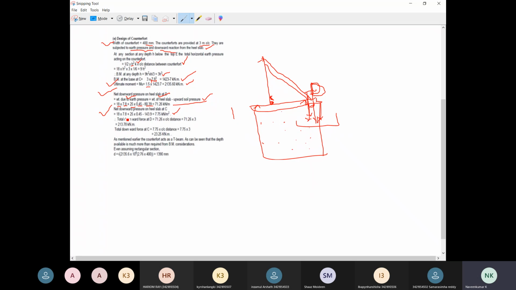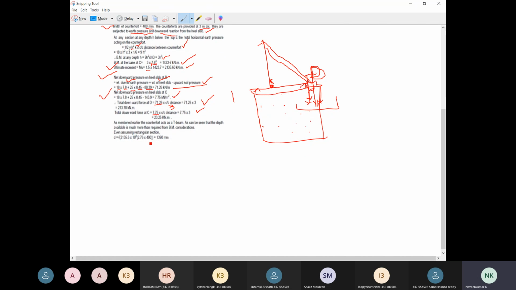So this is the net downward earth pressure. We have to calculate the total downward earth pressure. How will you calculate the total? You have to multiply the actual value which you have got, 71.26, and in the second case you got 7.75, multiply by the center to center distance, that is 3 meters. This gives the total downward earth pressure at the point C and at the point D. So that you are done. After that, what is the next step?